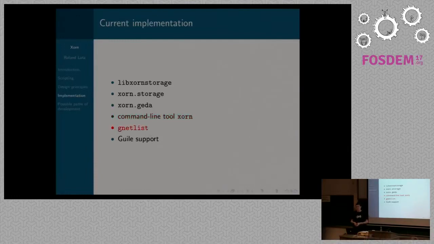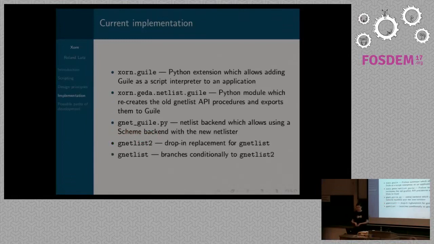gnetlist, which has been ported and refactored, so it's now a Python package and can be used from any application. And there is support for Guile, which is important because it allows users to use the old setup they have with executed Scheme configuration files and custom Scheme code executed in the netlist, and it will still work.